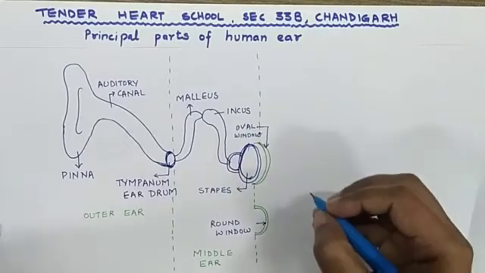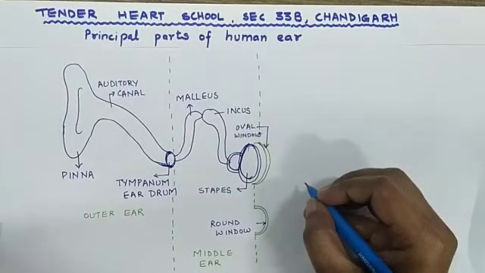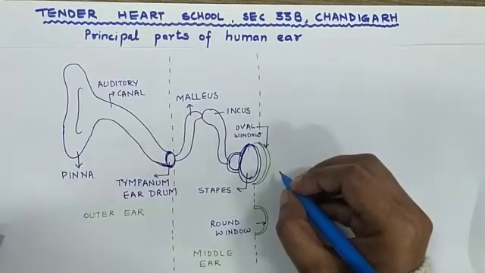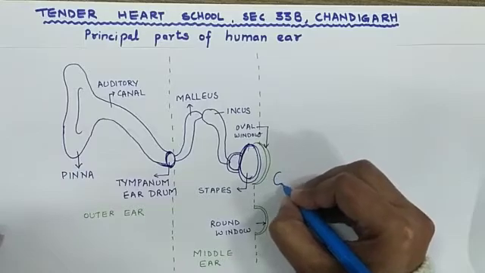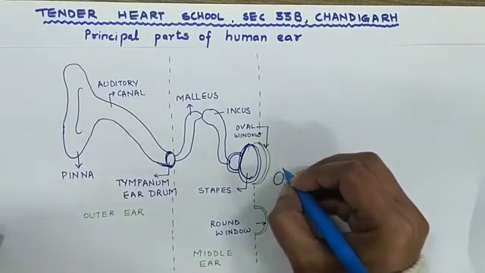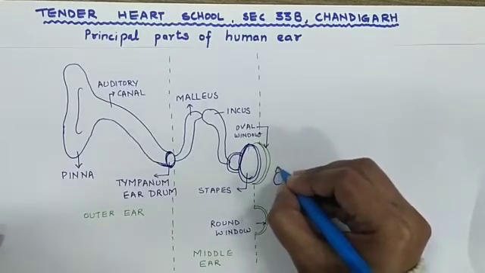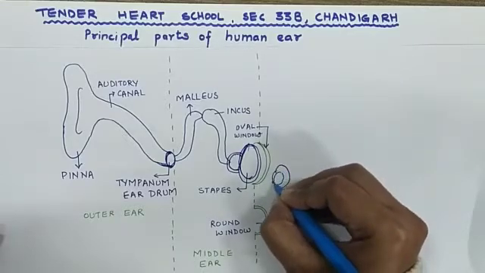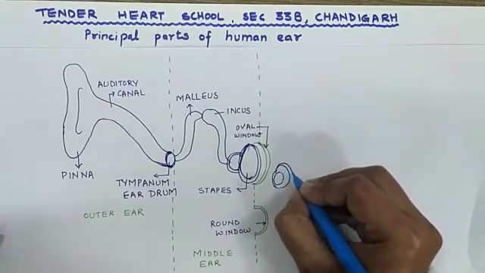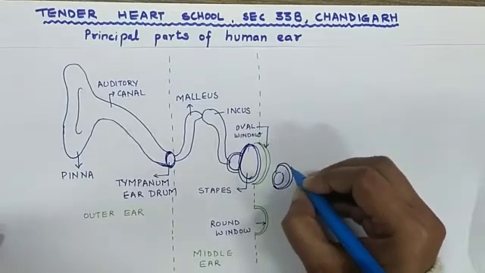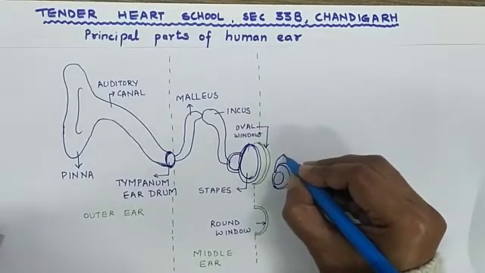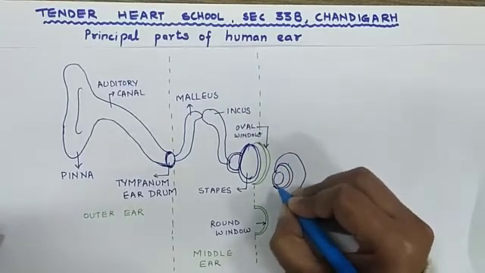Okay, now let us come to the inner ear. In the inner ear we have the cochlea. So let us draw the cochlea first. The cochlea is snail-like, spiral, like a snail. It has 2.5 rounds. So something like this you can draw.